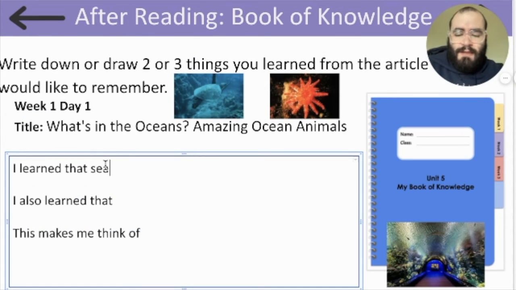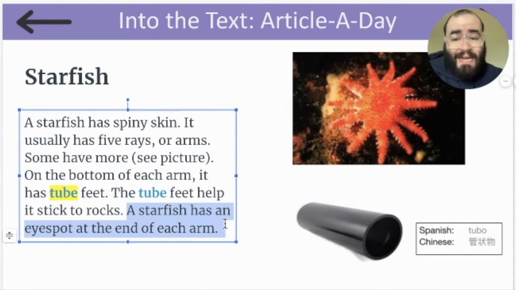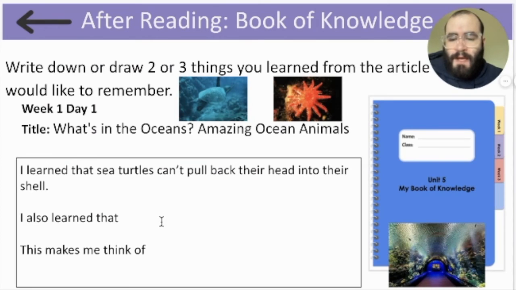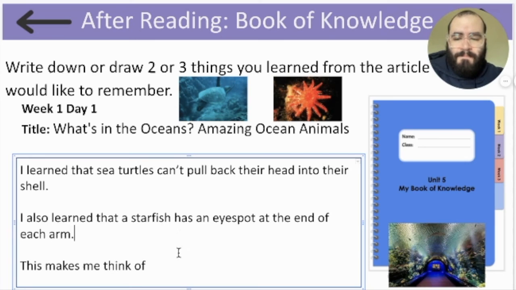I learned that sea turtles can't pull back their head into their shell. I also learned that a starfish has an eye spot at the end of each arm. I'm going to write that down as well. This makes me think of visiting the aquarium because of all the fish.